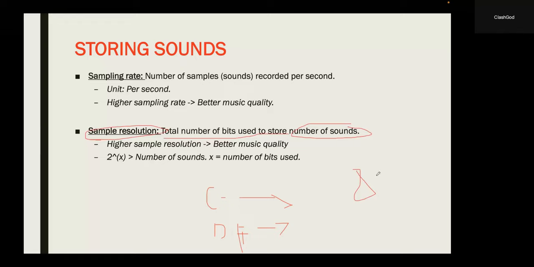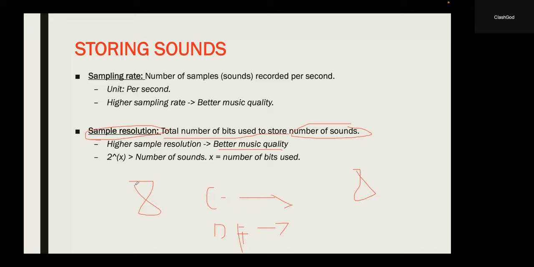You just have to calculate how many bits you need to store the number of notes you want to store. And as with color resolution, the more notes you can represent using numbers, the more notes you can say. For example, now I can represent D sharp as well. I will have better music quality because I can store more sounds, more notes. So sample resolution is the total number of bits used to store the number of sounds in the music. Let's say I want to store eight notes: C, D, F, G, A, B, and D sharp.